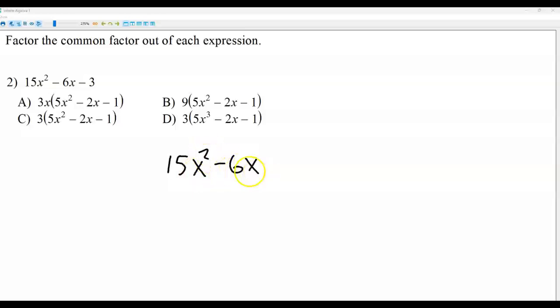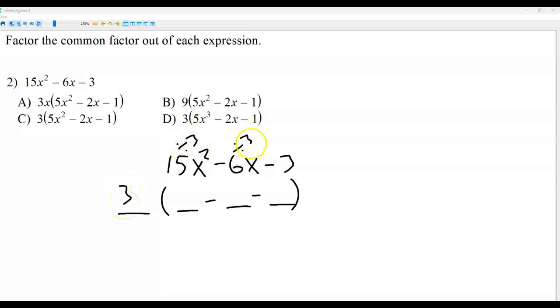So the first thing that we're going to do is set up our problem like this. We're going to be putting something on the outside of the parentheses, and what's going to go on the inside is what's left. So what goes on the outside? Well, what goes on the outside is the number or variable that you can divide out of all three of these. Now the 3 doesn't have an x, so I can't take any x's out on this particular problem. But I do notice that 15, 6, and 3 can all be divided by 3. And so I'm going to divide those by 3.